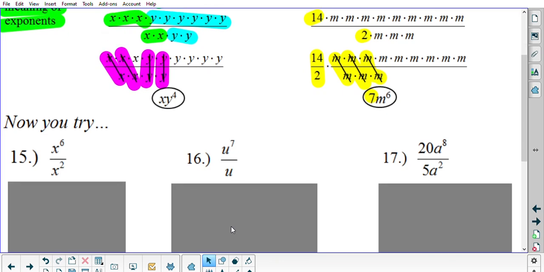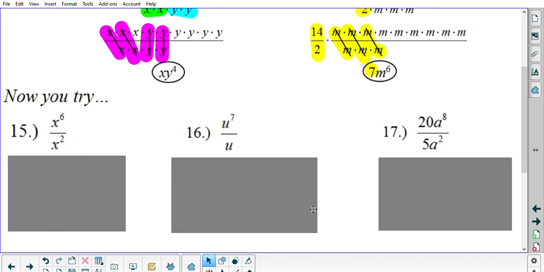All right, I would like for you to try to do numbers 15, 16, and 17 on your own. Hit pause, do these problems on your own, then hit play when you're ready to see the results. All right, let's see how you did.